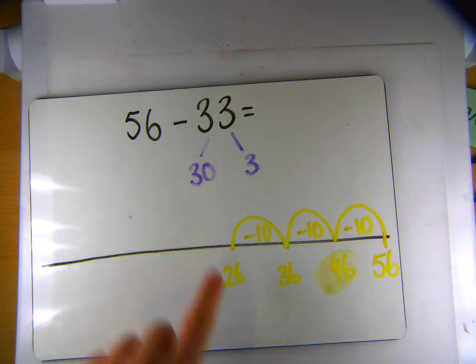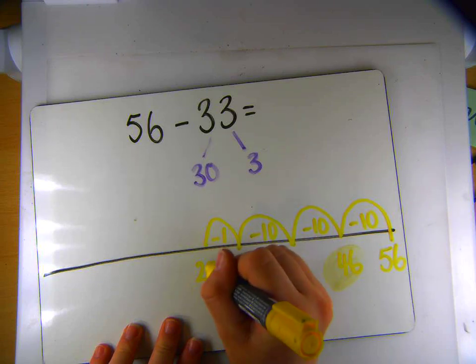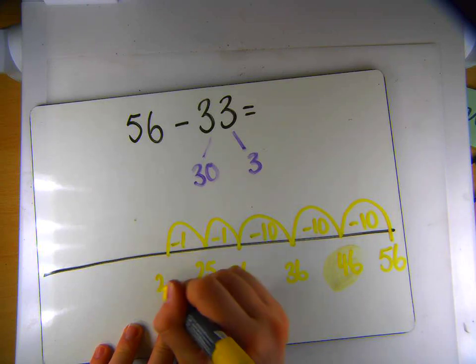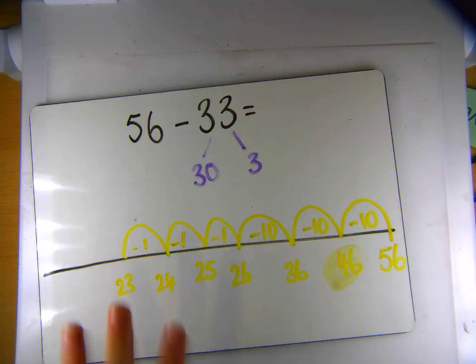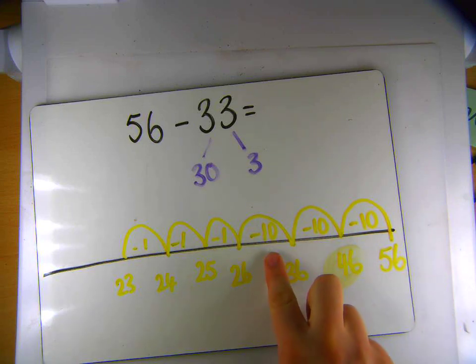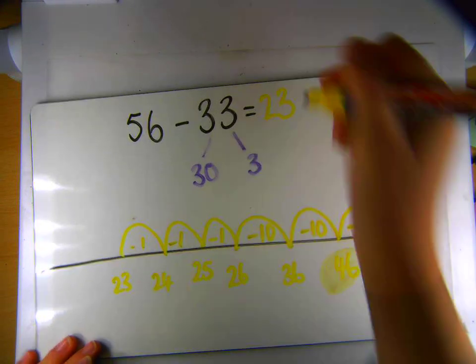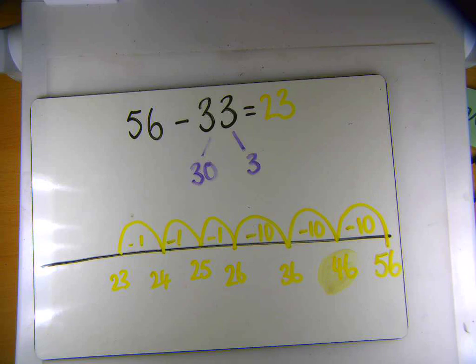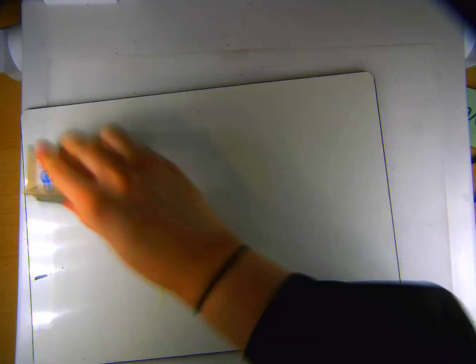Then I'm going to take away my 3, because I've taken away all my 10s now. I'm going to go 1, 2, 3. So I'm just going to double check. Took away my 10, took away another 10, took away another 10, and then I took away 3. Sorry, that's 23. I'm going to show you quickly how else we can do our subtraction.